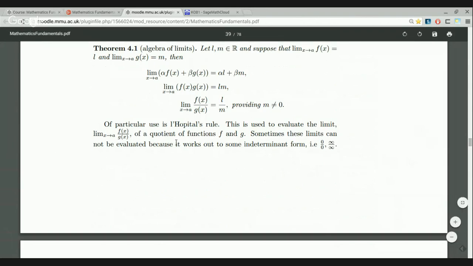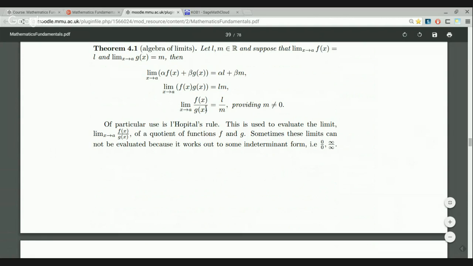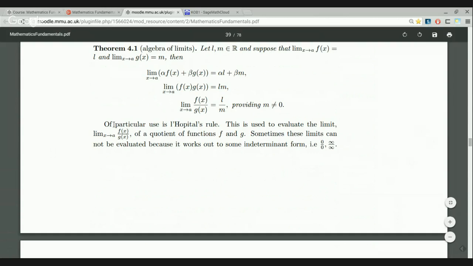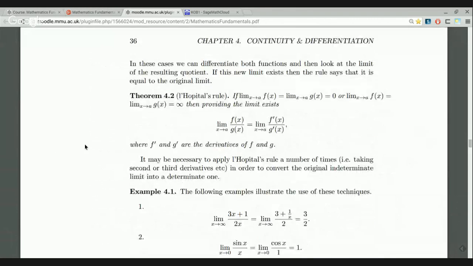So if you get situations where the functions f and g are both approaching 0 as x approaches a, or if they're both approaching infinity as x approaches a, you can't make use of the algebra of limits result. You can't consider a limit 0 over 0, because 0 over 0 does not make sense. Equally well, you can't consider a limit infinity over infinity, because infinity isn't a number. You can't go dividing things by infinity or divide infinity by something. So those expressions don't make sense. So the algebra of limits theorem does not apply, but what might help you get the limit is to apply L'Hopital's rule.